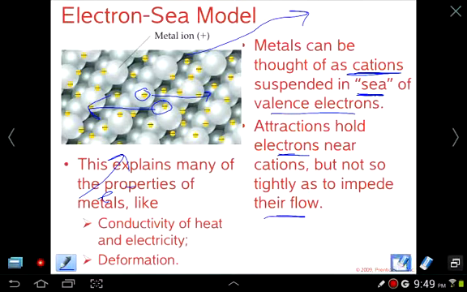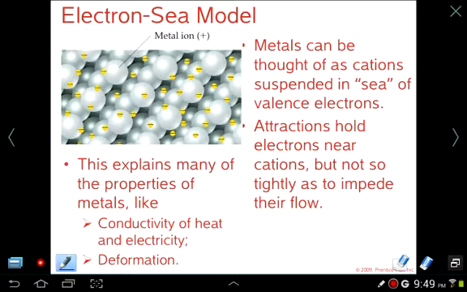And this is why, then, metals are conductive, and why they are able to get deformed. This model essentially explains these properties.